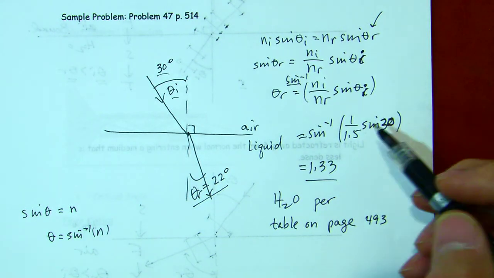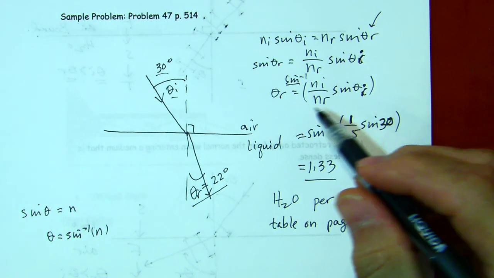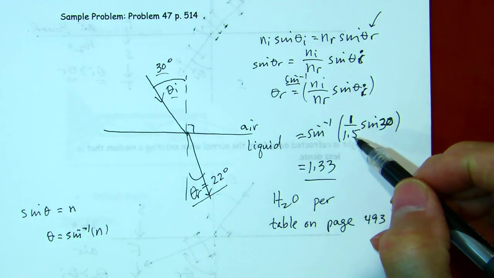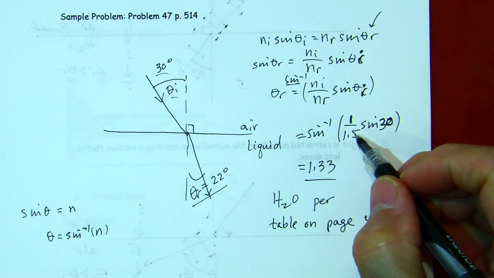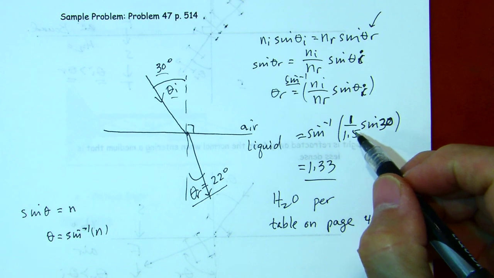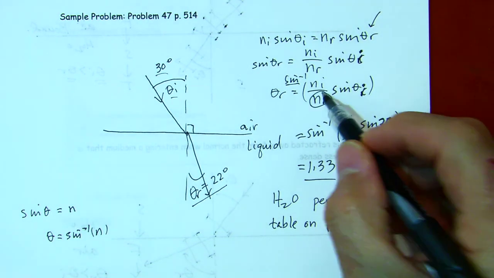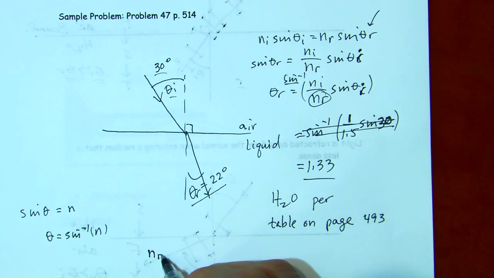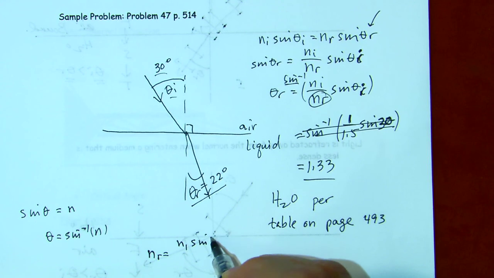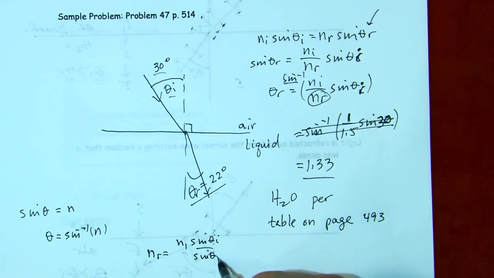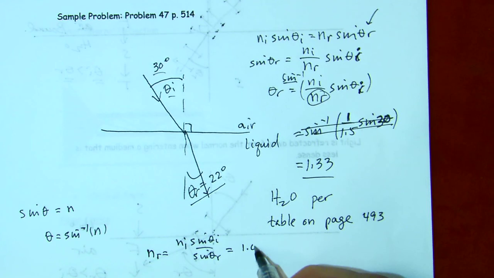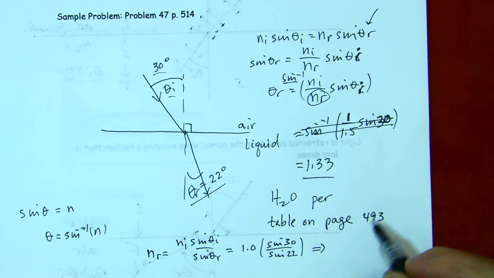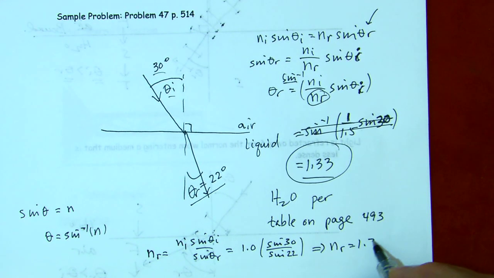Okay, so let's plug in our numbers. Arc sine, n sub I is 1. Remember, it's air. Oh my goodness, stop in the name of love. We don't want theta R, we want n sub R, right? Okay, so let's resolve that. We'll find n sub R equals n sub I sine theta I over sine theta R. So n sub I is 1, sine 30 over sine 22, and you solve that, and you find n sub R is equal to 1.33.